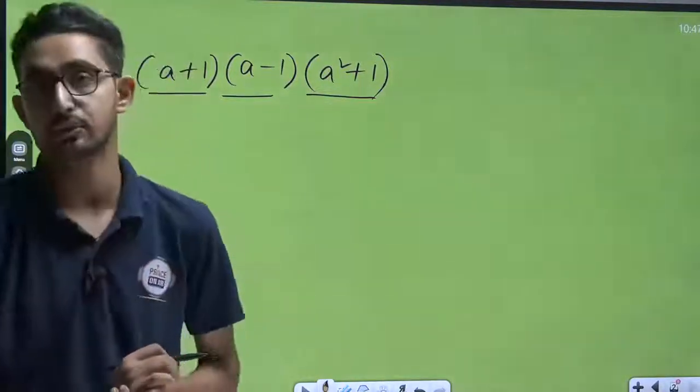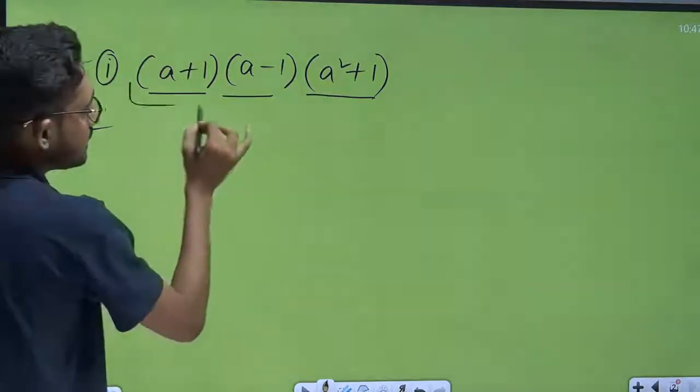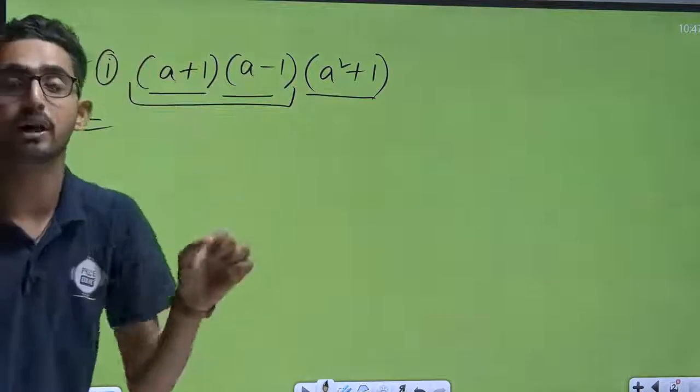Okay, now see here. A plus 1, A minus 1, A square plus 1. Now you have to just concentrate in your mind and try to think how we will solve the question.